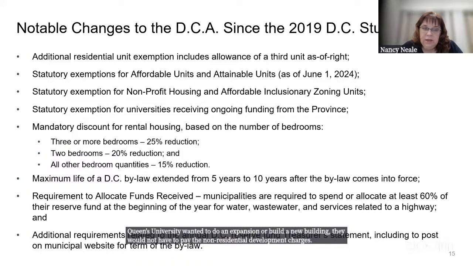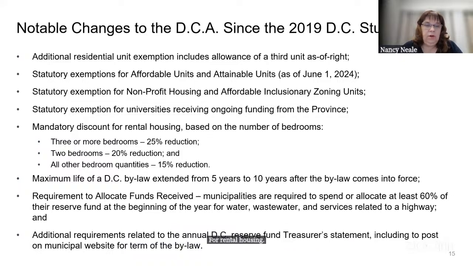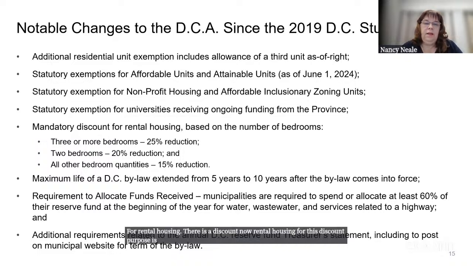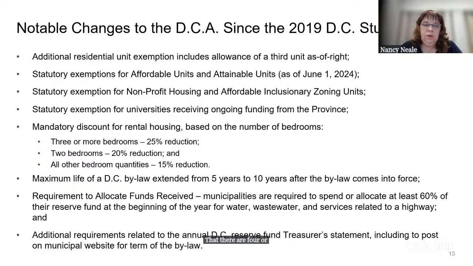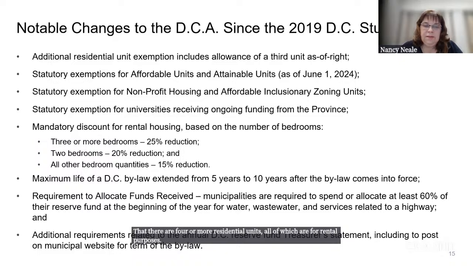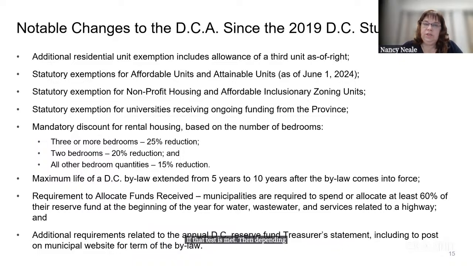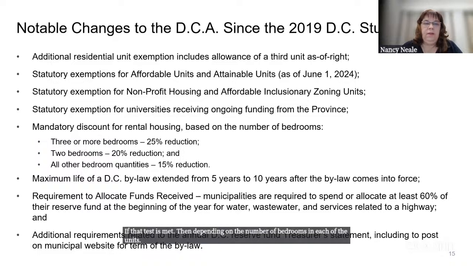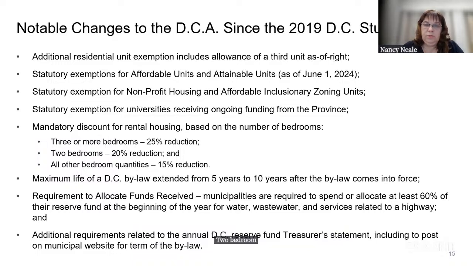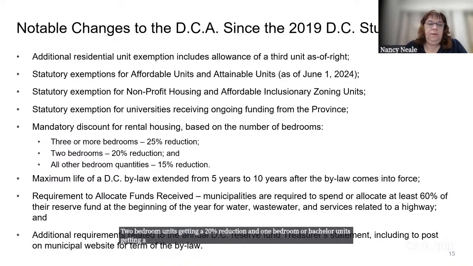For rental housing, there is a discount. Rental housing for this discount purpose is based on a definition that there are 4 or more residential units, all of which are for rental purposes. If that test is met, then depending on the number of bedrooms in each of the units, they get a discount off of the rate that's in place. Units that have 3 or more bedrooms get a 25% reduction off the charge, 2-bedroom units get a 20% reduction, and 1-bedroom or bachelor units get a 15% reduction.